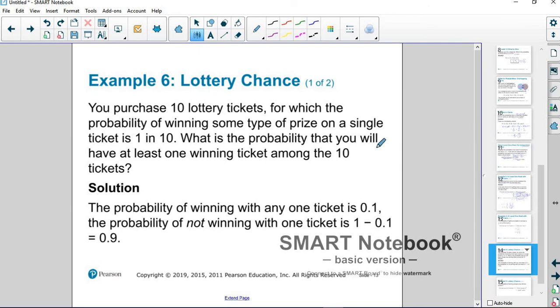You guys do this problem. The probability of winning a prize on a lottery ticket is 1 out of 10. 0.1, they're giving it to you as a decimal, so you can use it as a decimal. Okay. What's the probability that you get at least 1 winning ticket among the 10 tickets you bought? So you've got 10 tickets you purchased. Each ticket has a 1 in 10 chance of winning. So pause the video and try to figure that one out, and we'll go to the next page together in just a minute and find the answer.